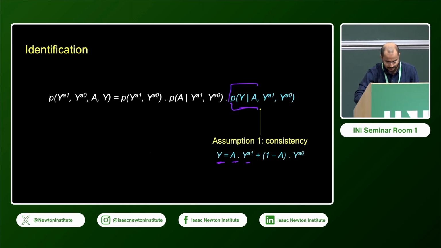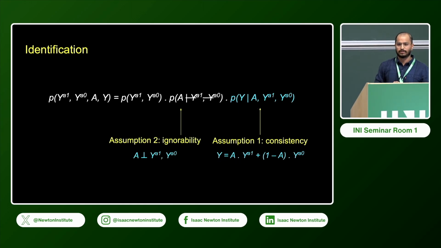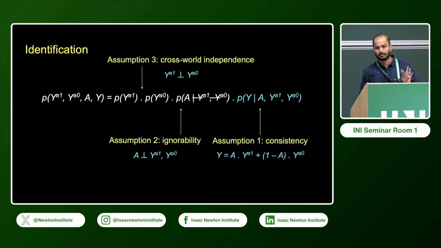Second assumption I can make, ignorability. That cuts out the potential outcomes from this conditional distribution. And then I'm going to make a third assumption that will make people unhappy, a cross-world independence, and we'll revisit this in a second, which says that the joint distribution over the potential outcomes factorizes into these marginal probabilities.